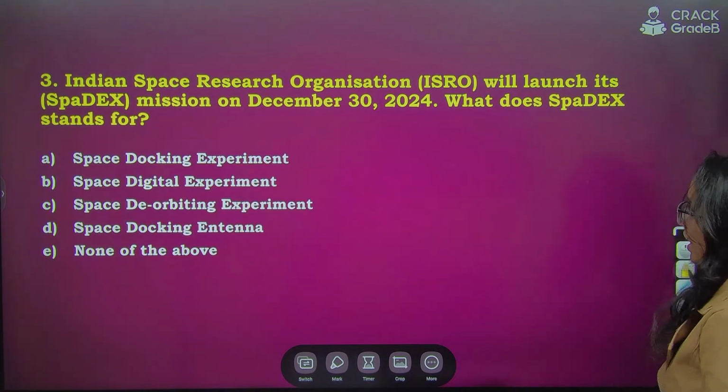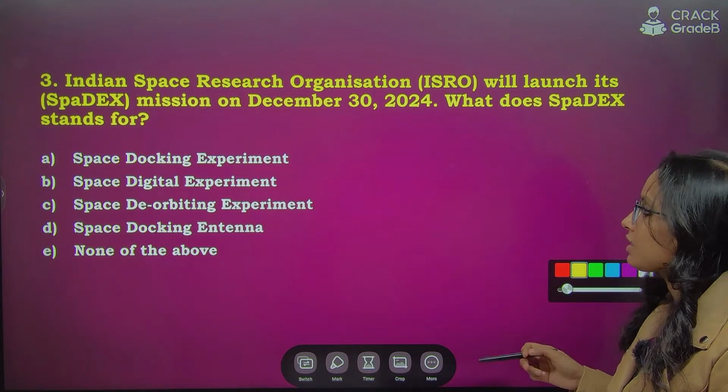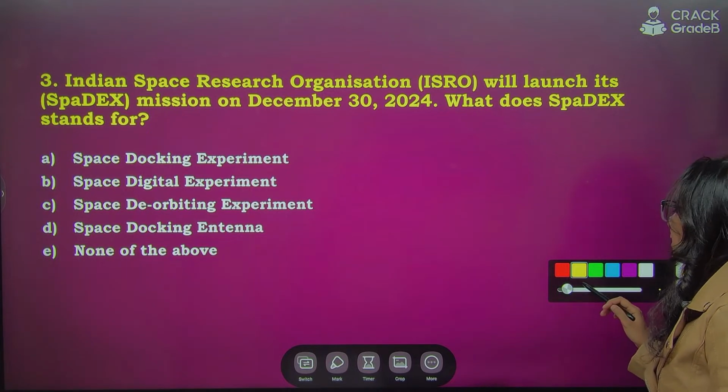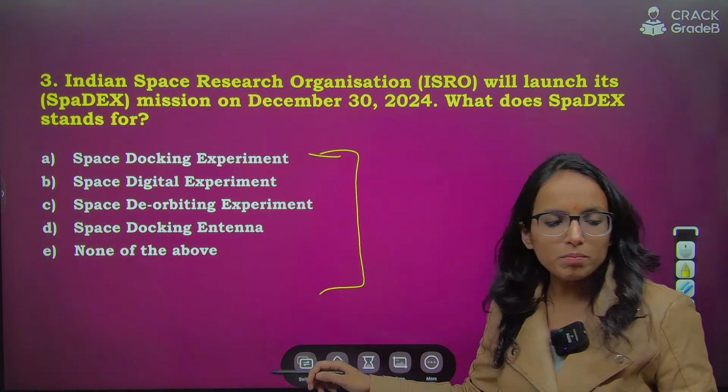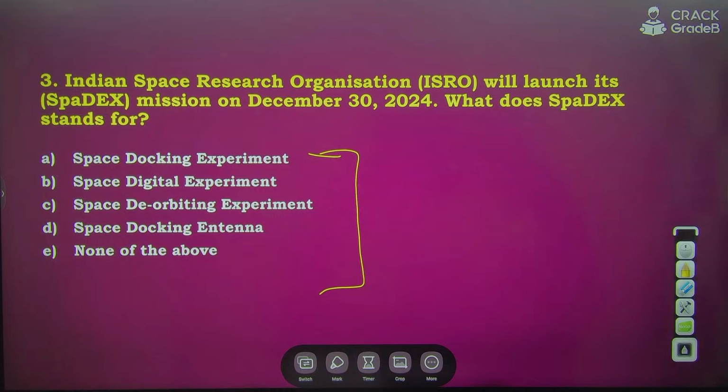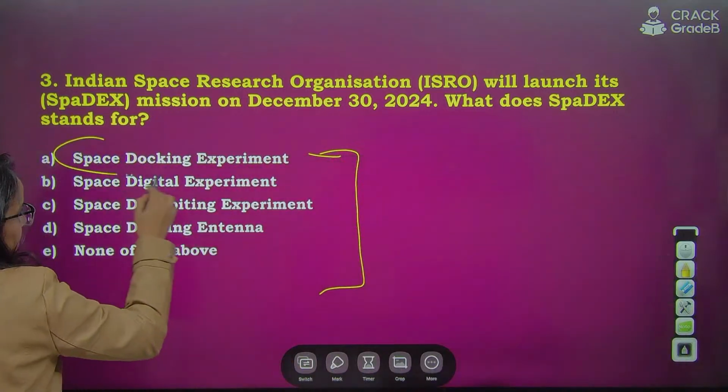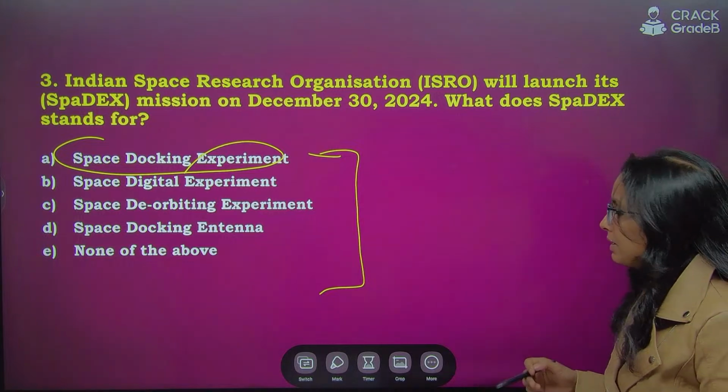Next question. ISRO is planning to launch a special mission, SPADEX, on 30th December 2024. What does SPADEX stand for? What is the full form of SPADEX to be launched by ISRO? Tell me quickly, everyone. Space Docking Experiment, right? Yes. A is the correct option. Space Docking Experiment.